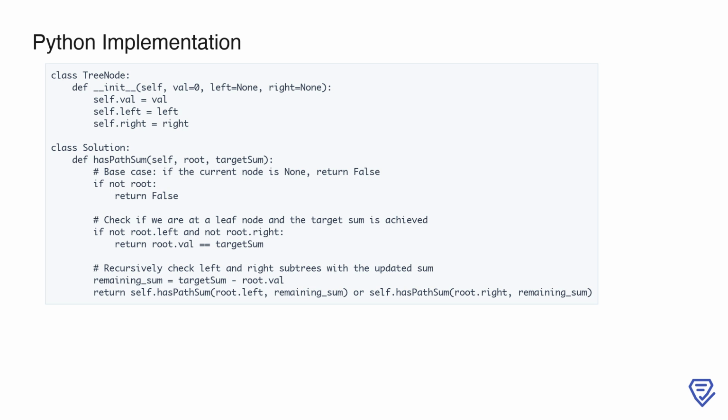5. Key insight. The algorithm ensures that each path is only evaluated once, making it efficient with a time complexity of O(n), where n is the number of nodes in the tree. The space complexity is O(h), where h is the height of the tree, due to the recursive call stack. This solution is concise and handles edge cases like an empty tree or paths that don't sum up to the target correctly. By leveraging recursion, the code efficiently traverses the tree and checks all possible root-to-leaf paths.